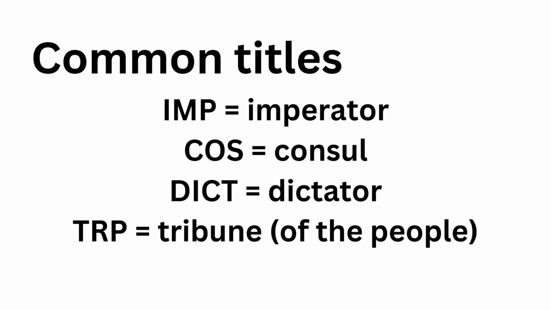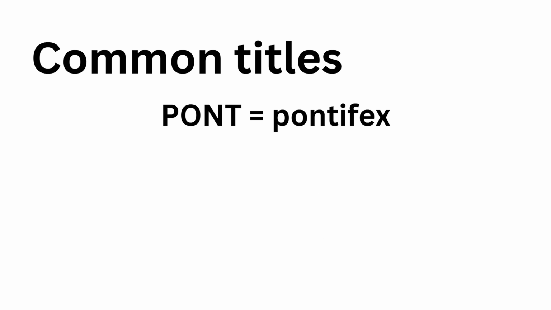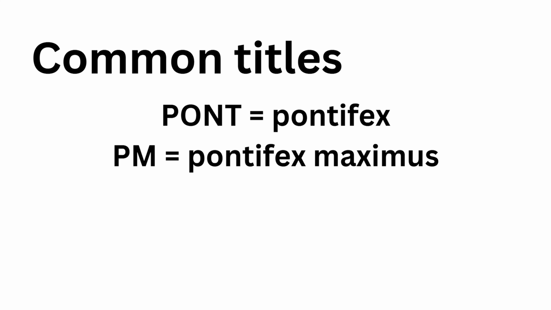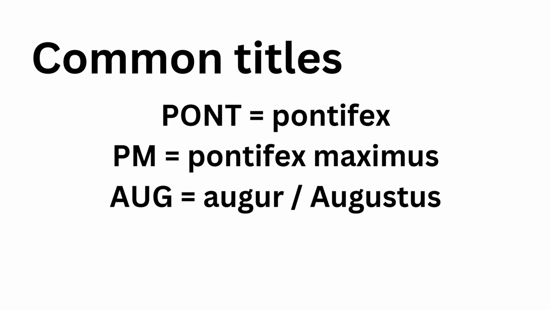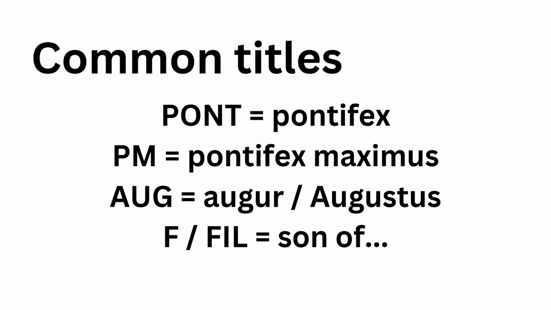So this is someone who is in charge of making sure the common people in Rome have a voice in government. PONT means pontifex, that's a priest. Pontifex Maximus, PM, that's the most important priest in Rome, the chief priest. AUG can be one of 2 things. It can mean augur, which is another type of priest that reads bird signs and the signs from the gods. Or it can mean Augustus. Later imperial coins often say AUG and they mean Augustus because it becomes an official title of the emperors. F or FIL means the son of someone. So we'll have a look at some coins that use F or FIL to show who they are the son of. So we're going to have a look at a couple of coins now.